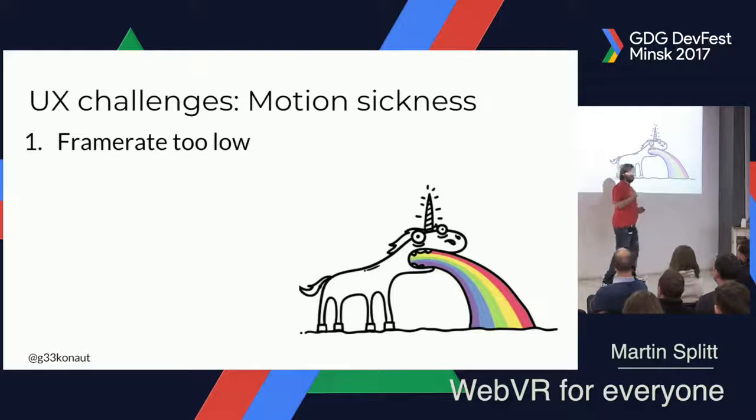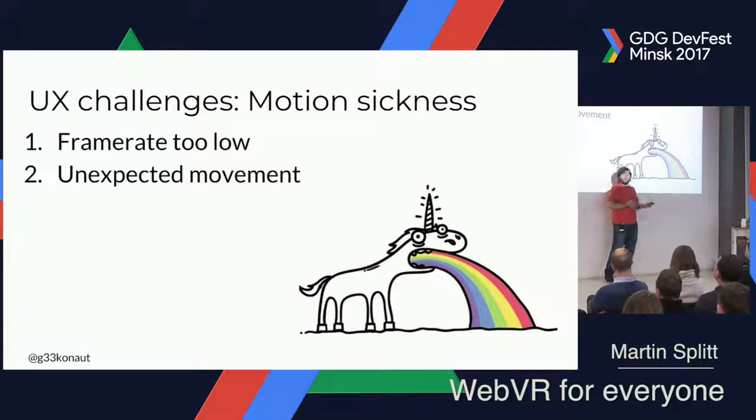Luckily, WebVR gives you a way to update and run the render loop as fast as the device can, so you can go up to 120 frames per second. Servo does that as well, so we're getting there. We're going to see more interesting things to come.